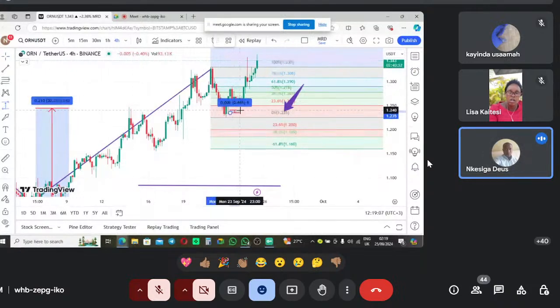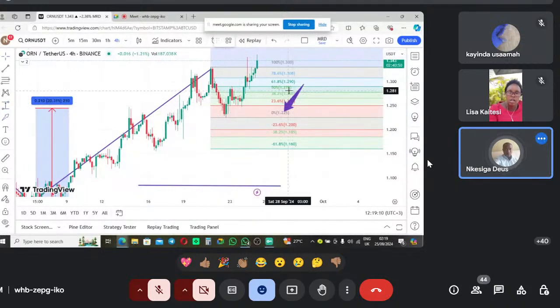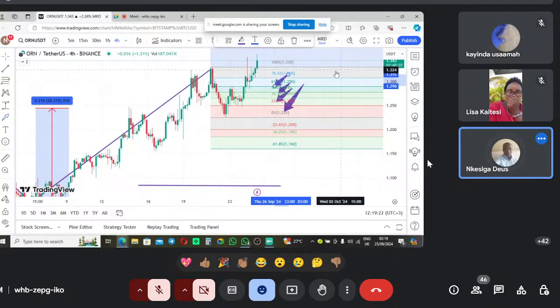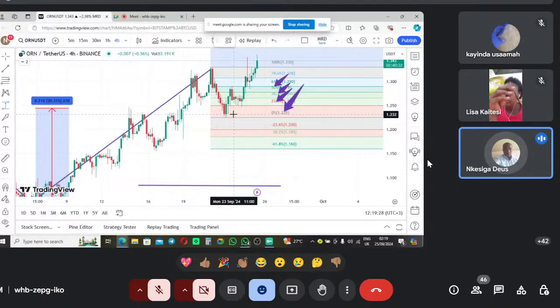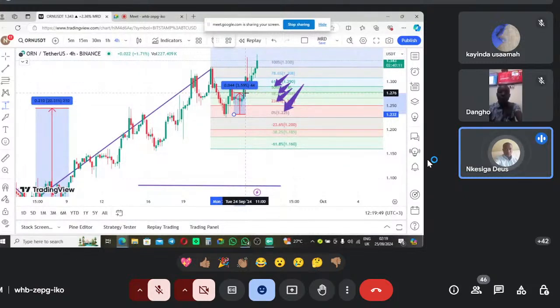Your take profit should be on 23, 38, meaning those values of Fibonacci, and 50. Those are the take profits that we have after entering at the 0 line. When you decide to take your profit at 23, that will be 1.4%. When you decide to go to 38, it will be 2.6%. When you decide to go further to the 50 line, it will be 3.5%.